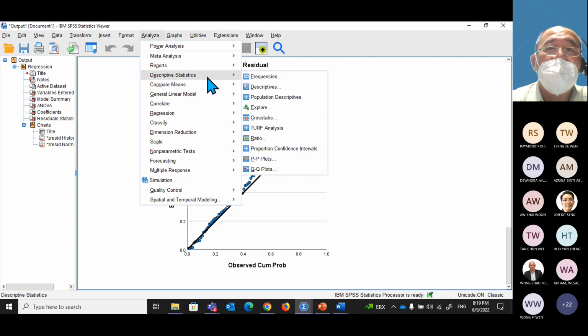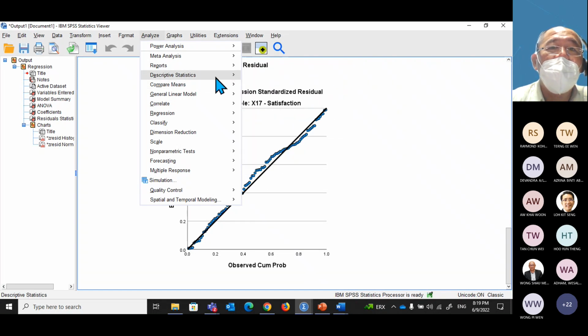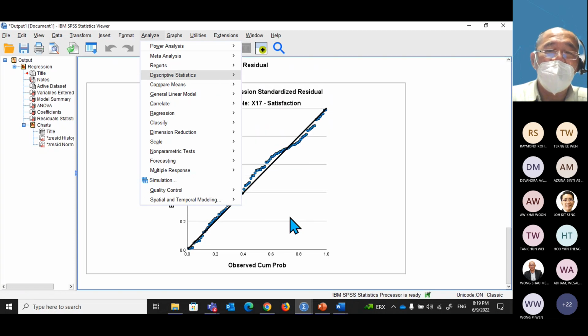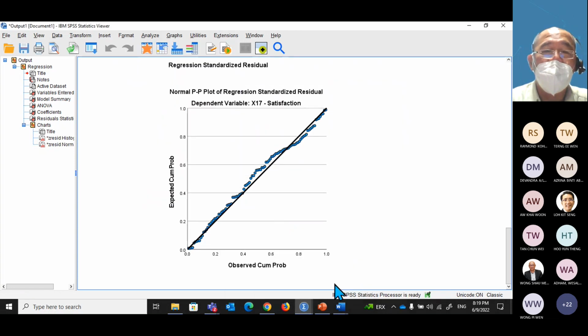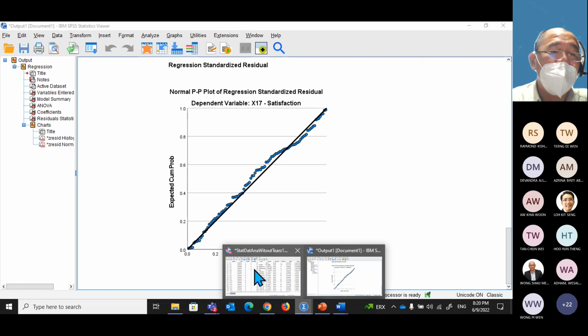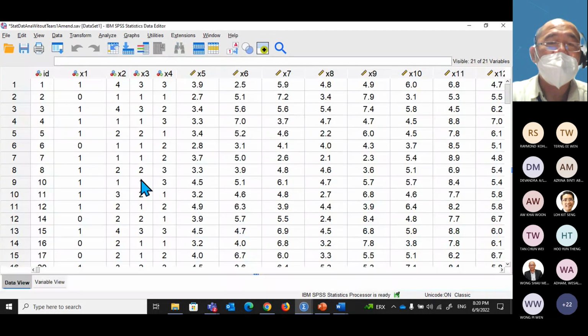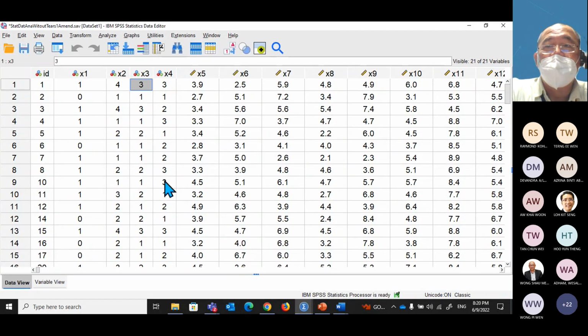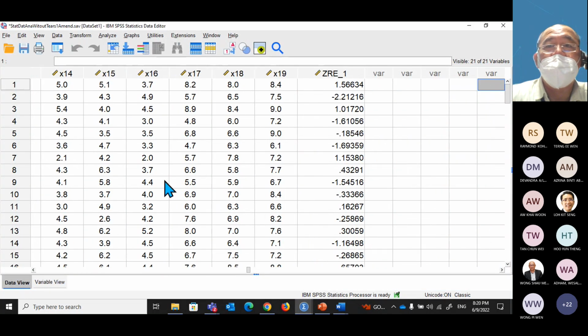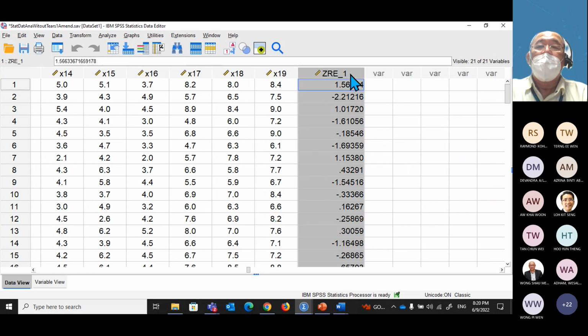So here, before that, this is the data view. Remember just now we clicked save, therefore we created one column. You can see here, this one is the Z residual. So now using this, we have to test whether it's normal or not normal.